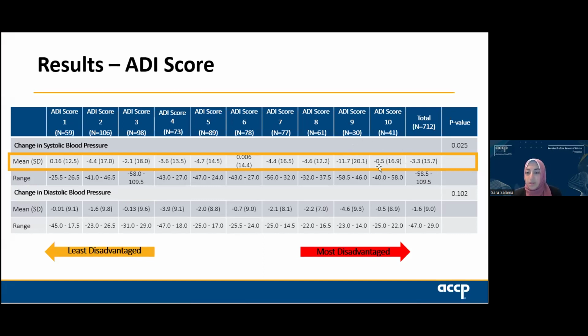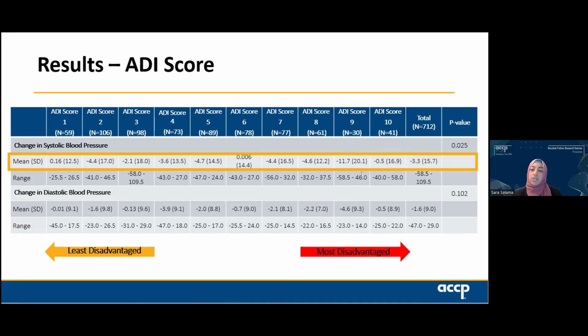Yeah, so you're probably referring to this difference right here. Yes. Yeah, so thank you for mentioning it. So we hypothesize that potentially folks with a higher ADI score may present with sustained reduction, so closer to this -11 versus this -0.5 over here.